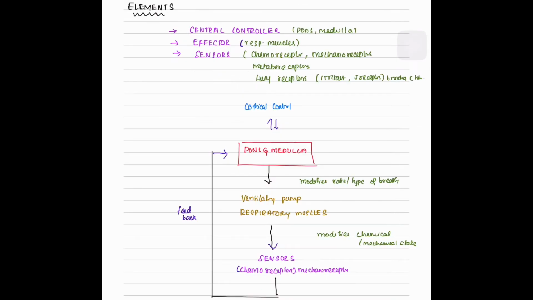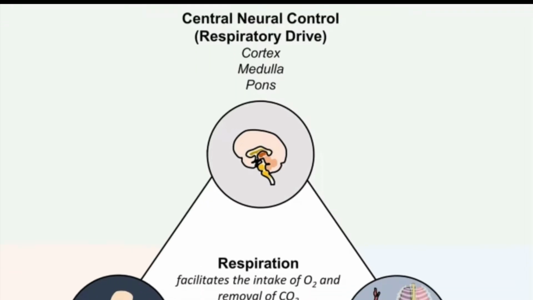So the elements of the respiratory control are a central controller, which is pons and medulla, and the effector, which is the respiratory muscles, and the sensors, which include chemoreceptors, mechanoreceptors, metaboreceptors, and lung receptors like irritant receptors and J receptors. The chemoreceptor senses the signal and gives a feedback to the pons and medulla. The pons and medulla modifies the rate and type of breathing, and it sends input to the ventilatory pump for the respiratory muscles.